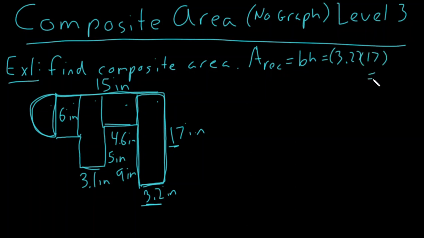And this will equal, and of course, you probably have to grab your calculator at this point. So 3.2 times 17 gives us 54.4. And it's in inches, so of course we could write inches squared.